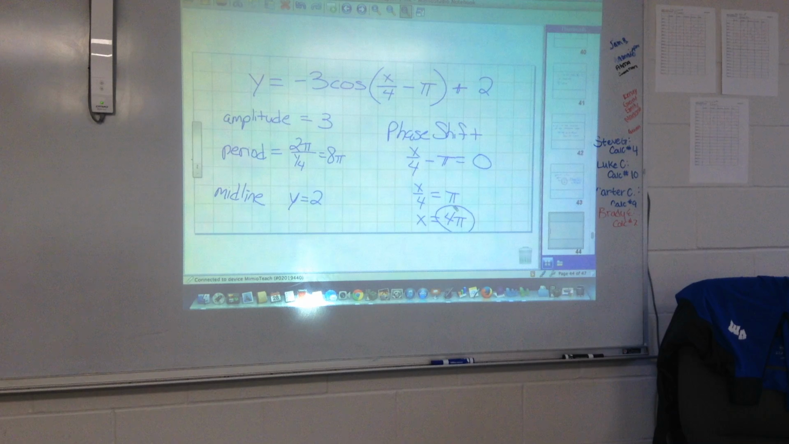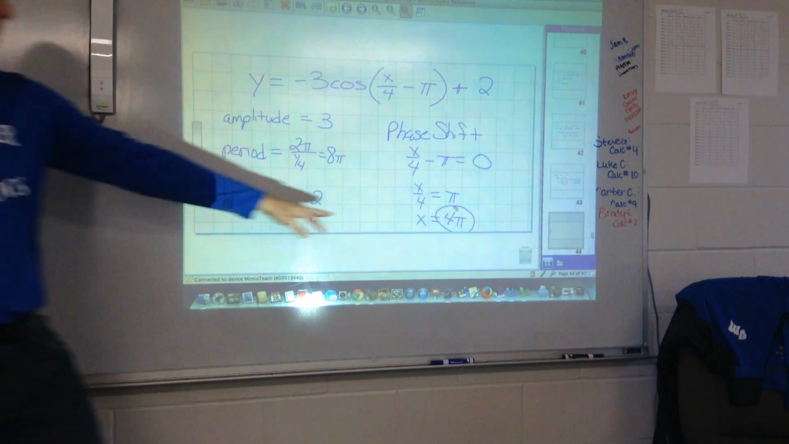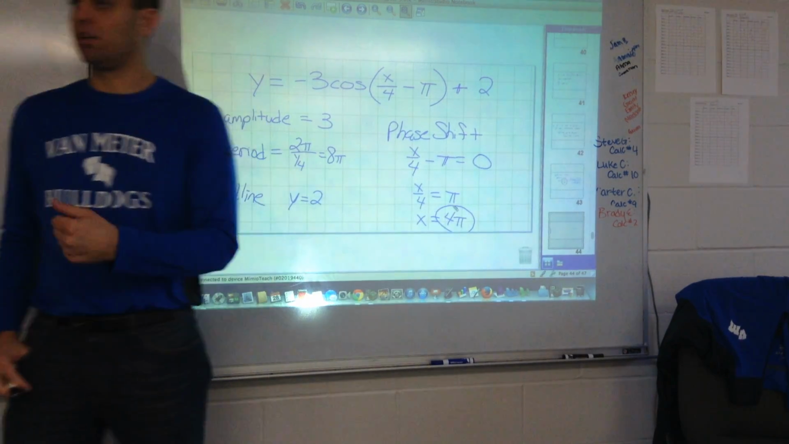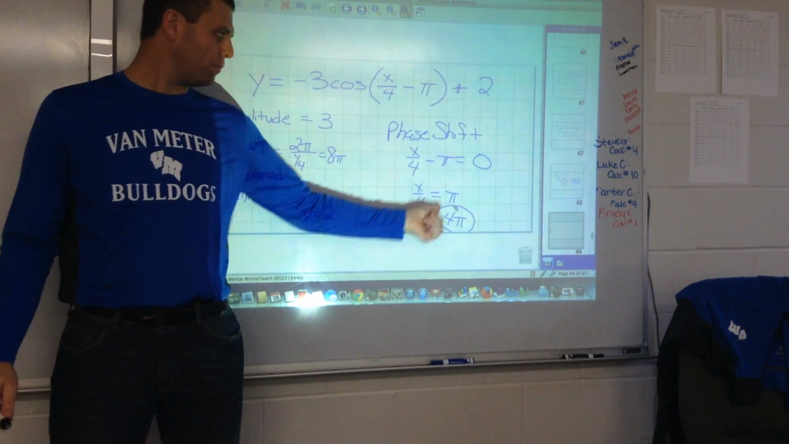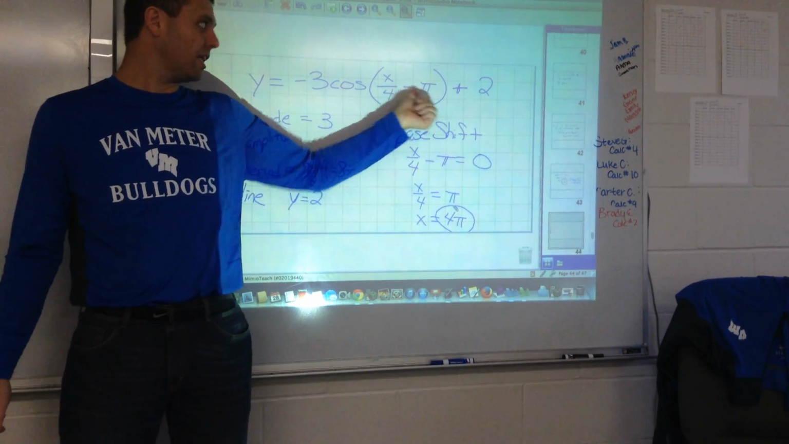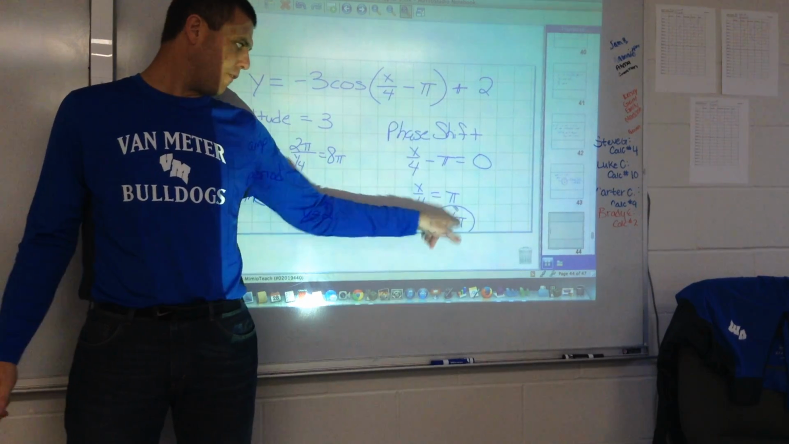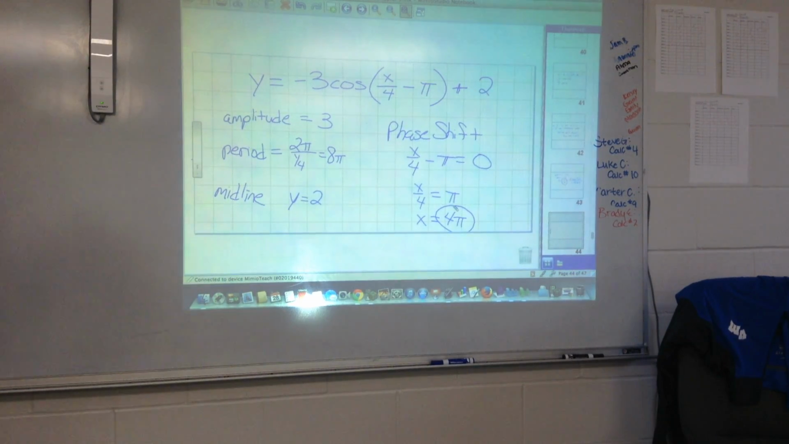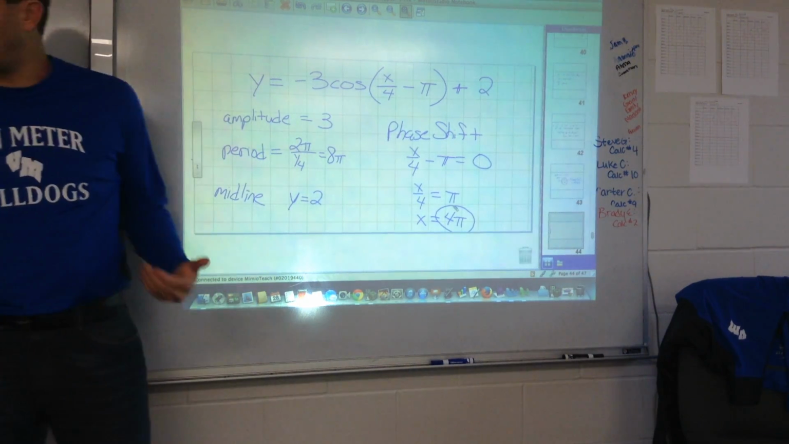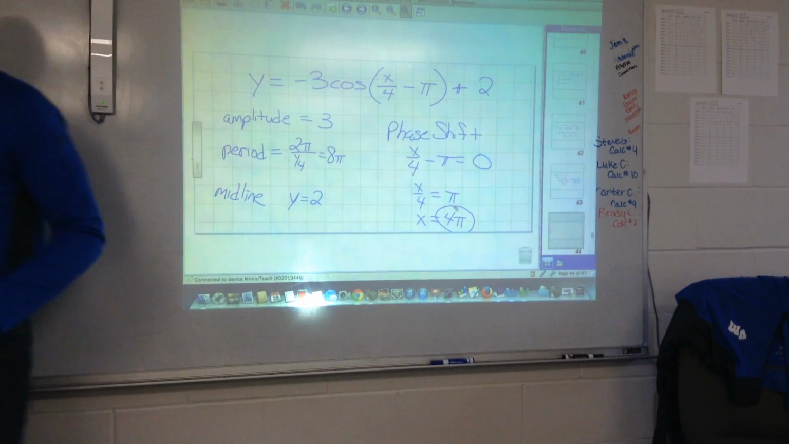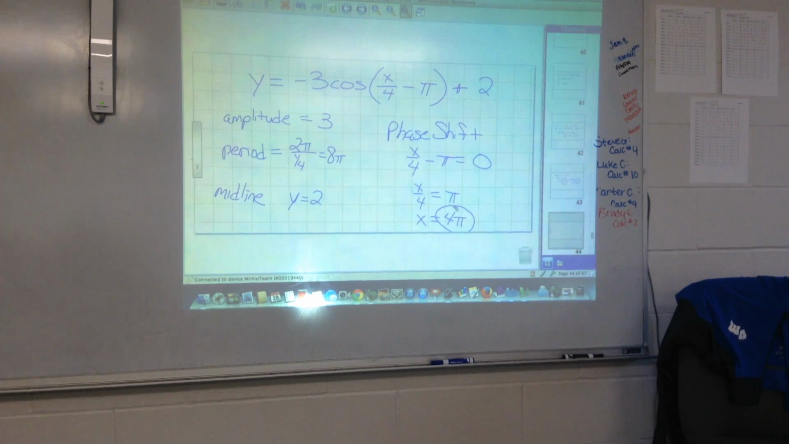4 pi is how far I'm going to shift everything to the right, because this is a positive number. What you get for your phase shift tells you exactly how far to shift it to the left or right. Don't think of it as opposite, because you've done the work already for the opposite. This was negative right here, so it's a right shift. How far? 4 pi. If this said plus pi, I know for sure there's a left shift. Just figure out the phase shift. That tells you how far to shift it in that direction.